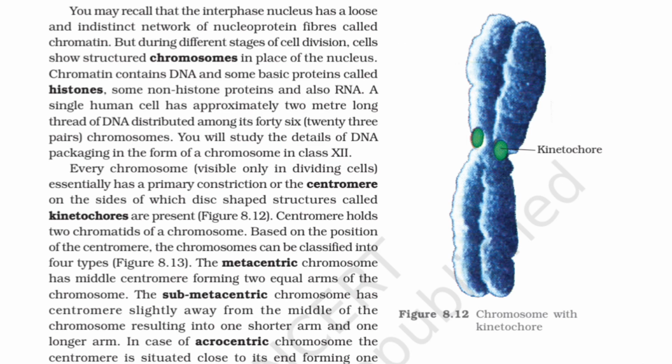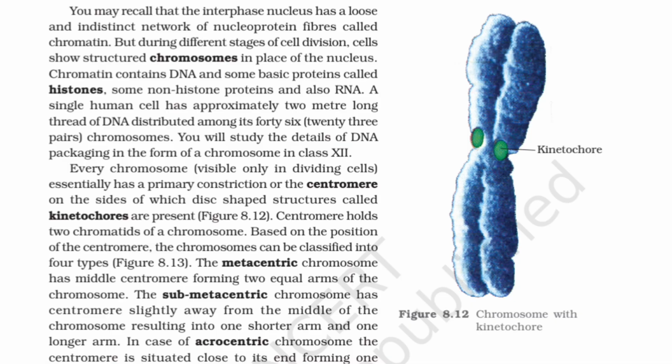You may recall that the interphase nucleus has a loose and indistinct network of nucleoprotein fibers called chromatin. But during different stages of cell division, the cell shows structured chromosomes in place of the nucleus. Chromatin contains DNA and some basic proteins called histones, some non-histone proteins, and also RNA. A single human cell has approximately a 2 meter long thread of DNA distributed among its 23 pairs of chromosomes. You will study the details of DNA packaging in the form of a chromosome in class 12.